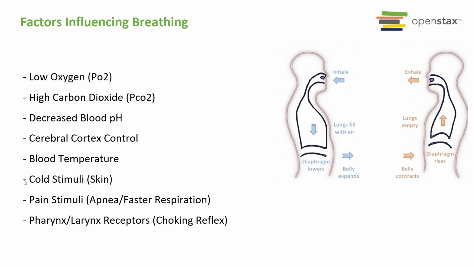breathing as well. And so in the pharynx, for example, we have sensory receptors, and so it triggers a choking reflex, which prevents the aspiration of foods or liquids, and as a result, to try to maintain an open airway to promote breathing. So these are all factors which will influence breathing.